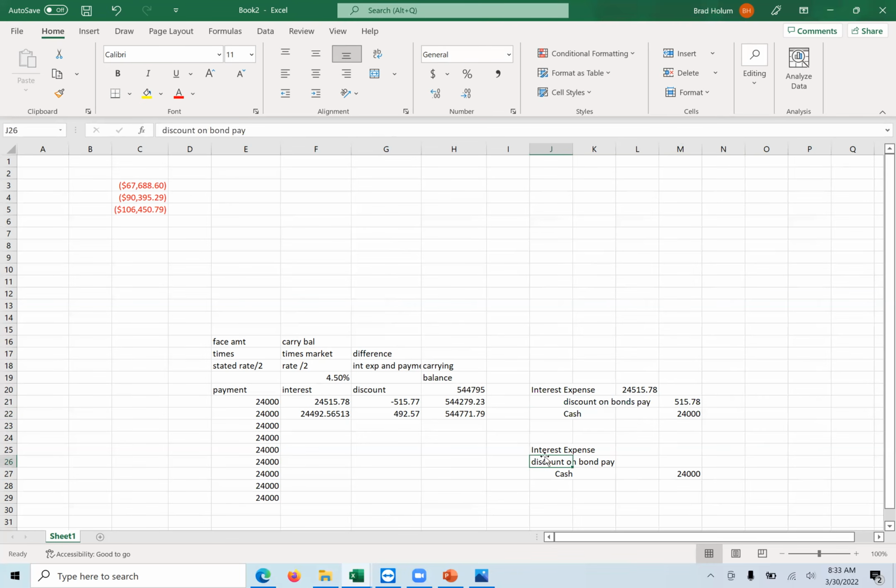The second recording for a payment will also show interest expense, now to be 24,492.57. The discount on bonds payable is 492.57. And our cash is 24,000. That makes sense.